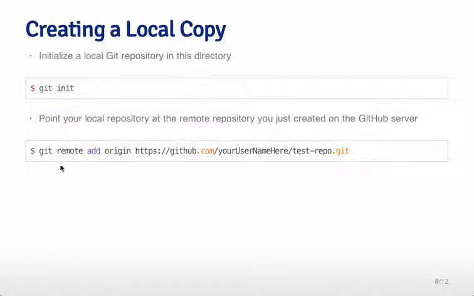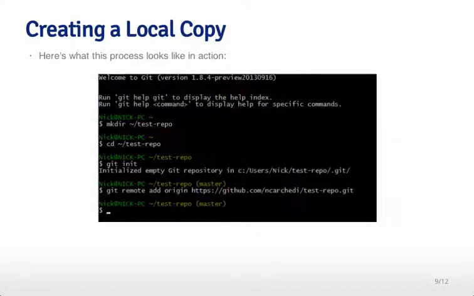Then you can point your local repository to the remote repository. In other words, you can link up your local repository with the remote GitHub repository by typing git remote add origin and then the URL of the remote repository that you created on GitHub. Now you've linked up your local copy with your remote version on GitHub. Here's what it looks like in action. This is Nick creating a repo and then seeding that repo and setting it up so that it's connected to the remote version of that repo as well.